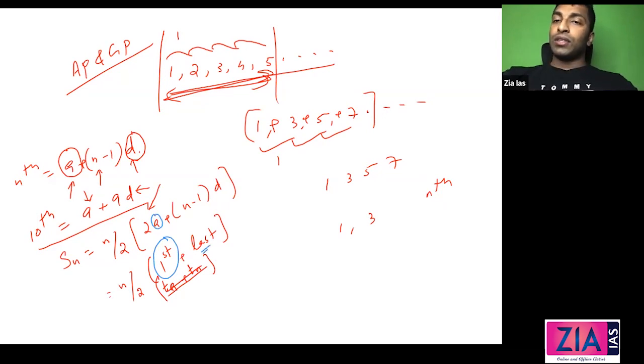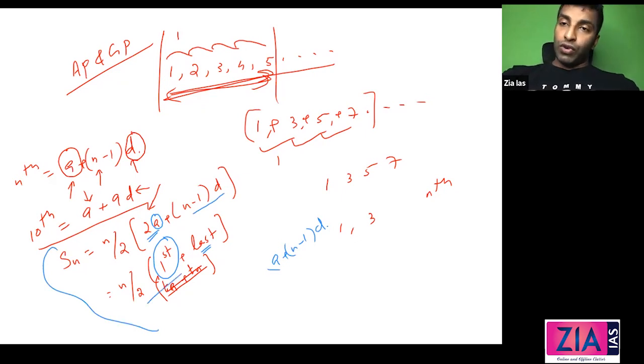Last term is the nth term. What is that? Another A plus n minus 1 into D, right? So that n minus 1 into D is here. This A is added, so that is why 2A. So any of these formulas you can use. If you know the first term and the last term, this is what you can use.